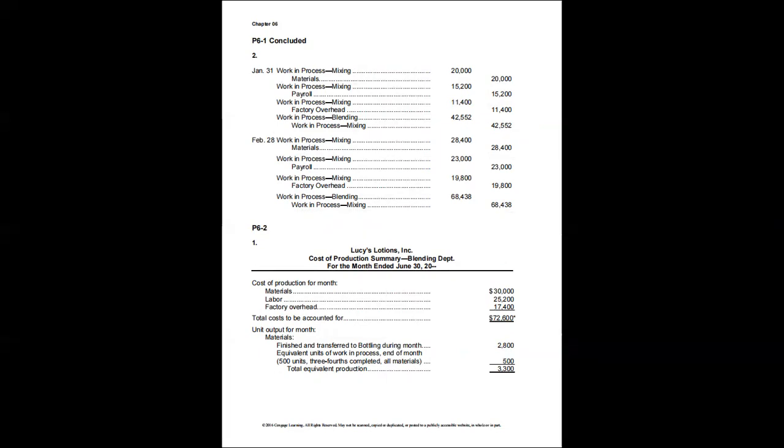Now we go to 6.2, cost of production summaries, one department but with 2 months journal entries. So required from an analysis of this information, prepare a cost of production summary for each month using the weighted average cost method, round unit cost to the nearest 3. All materials are added at the start of the process. Labor and factory overhead are added evenly throughout the process.